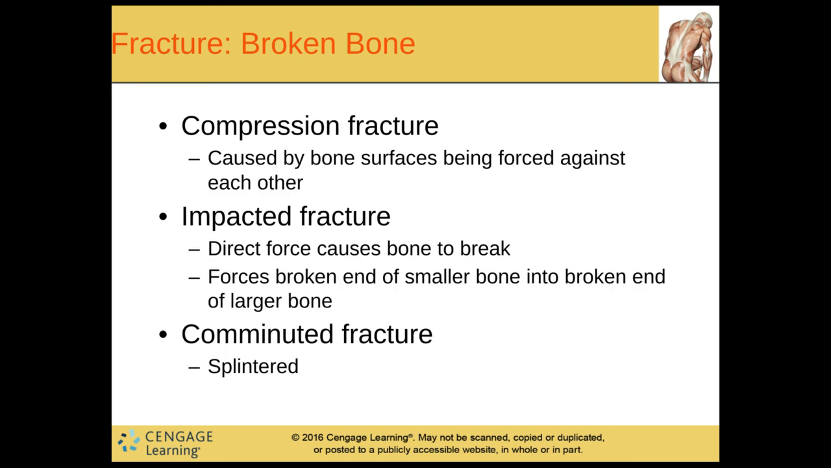So this is caused by bone surfaces being forced against each other, right? So if somebody jumps out of a treehouse and they put their hands out to catch themselves and break their wrist, that could be a compression fracture. So that's where two bones kind of push against each other. And then we have an impacted fracture, which is direct force that causes a bone to break. So it forces the broken end of a smaller bone into the broken end of a longer or larger bone. And then we have a comminuted fracture, which is a splintered fracture.